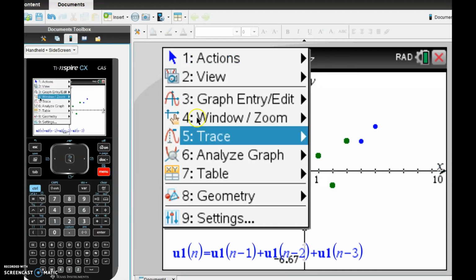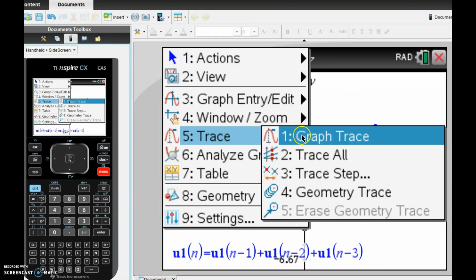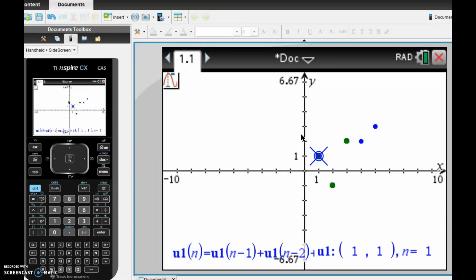Go to menu, trace, and we want graph trace. So you can see down here in the bottom, I don't know if my pointer shows, but when n equals 1, your answer is 1. Our next one, when n equals 2, it's negative 1. Our third one, when n equals 3, it's 2. So those are the 3 that you put in.